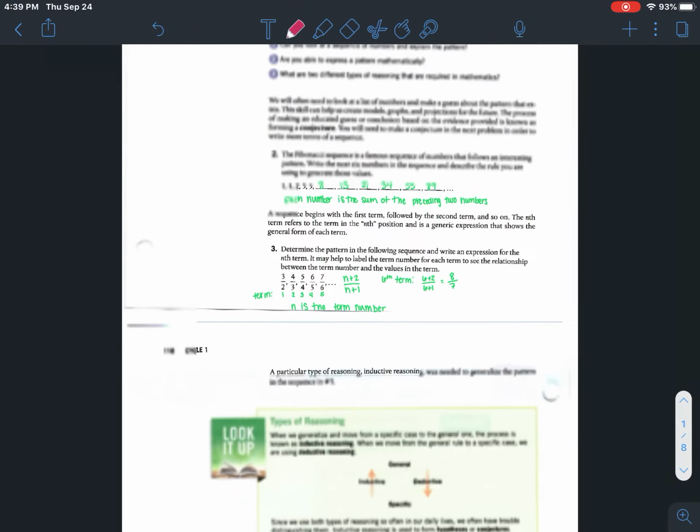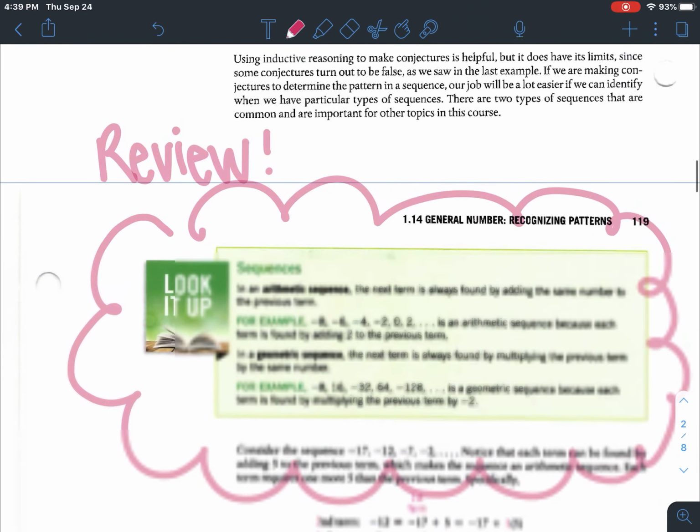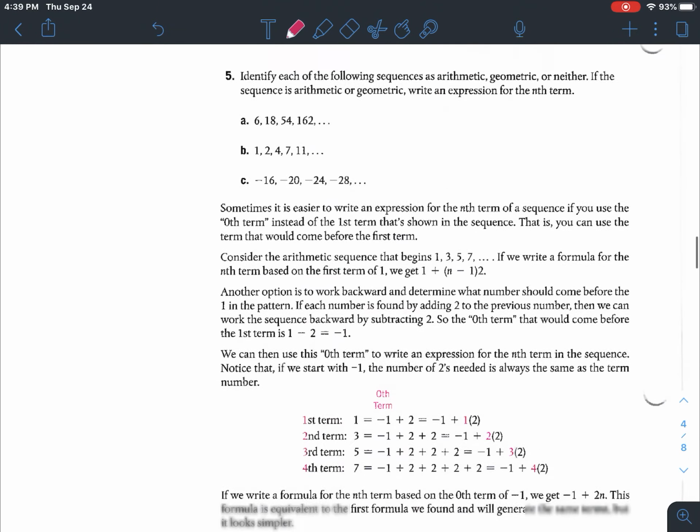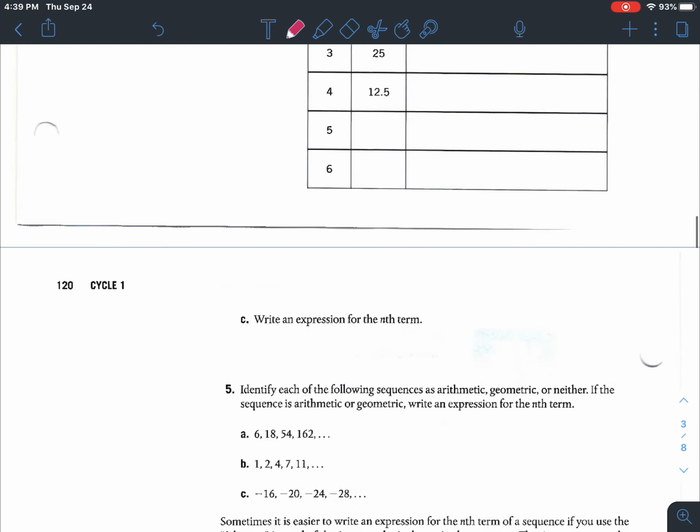Okay, I kind of already gave away the suspense. Sequences. We have arithmetic, which is always adding the same number to the previous term to get the next number. Geometric is always multiplying the previous term by the same number to get the next number. Hopefully that's just a little bit of a review. If not, please read through the examples here. We are going to skip number 4 and go straight to number 5.